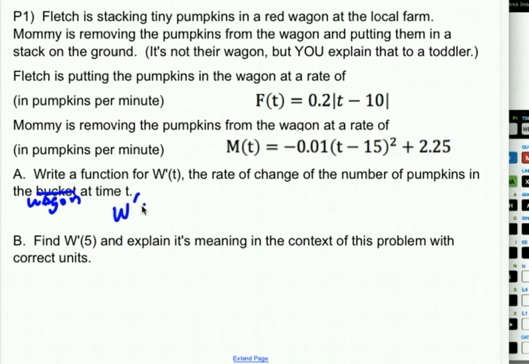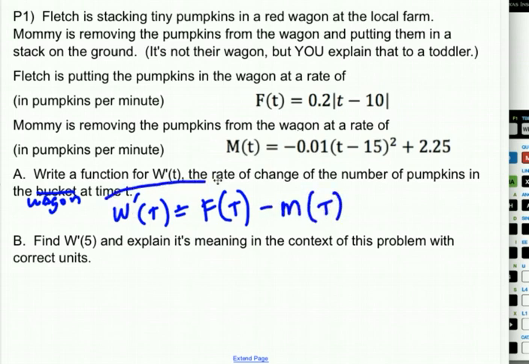So w prime of t is going to be the rate that they're being put in, which is f of t, minus the rate that they're going to be put out. That's the best answer. If you want to write the entire functions, you can, but you run the risk of doing something silly, right? So only write the functions if there's no other option.